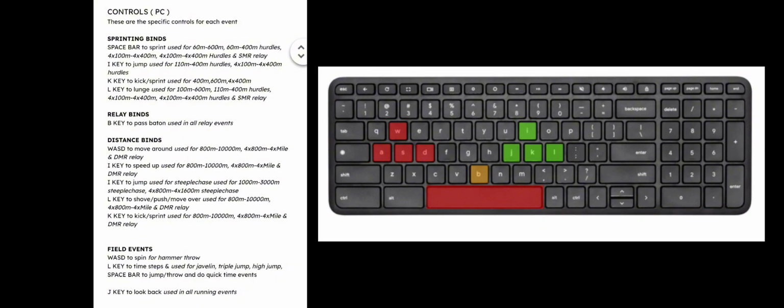So, let me just go over all of these keys because it is kind of confusing. For the distance keys, WASD is to move around curves and just move. The I key is used for both jumping and speeding up during a race. And the L key is used for shoving or pushing players around so you can move spots. And that's basically it. I think I got the field events pretty well explained. So, that's all the binds.